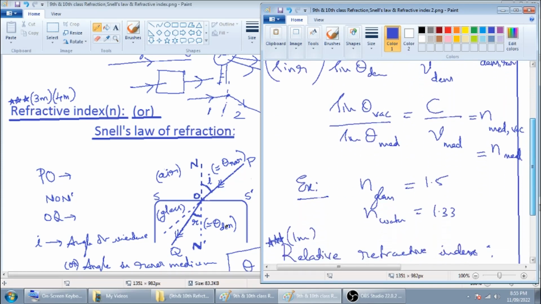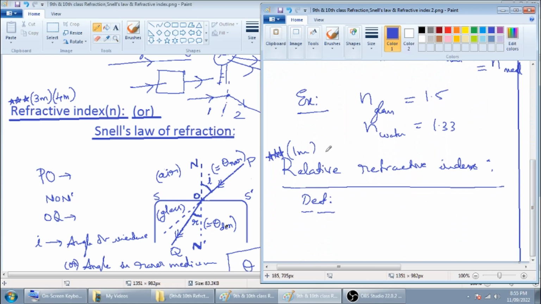So relative refractive index is not a new topic. Even if it's asked, it will be asked for just 1 mark. What is the definition? It's the refractive index of any medium with respect to any other medium. What is the best example for this? The refractive index of a denser medium with respect to a rarer medium. So this is one simple example.